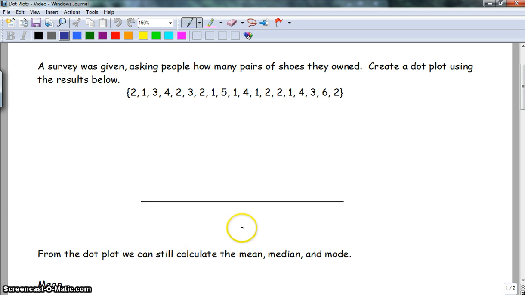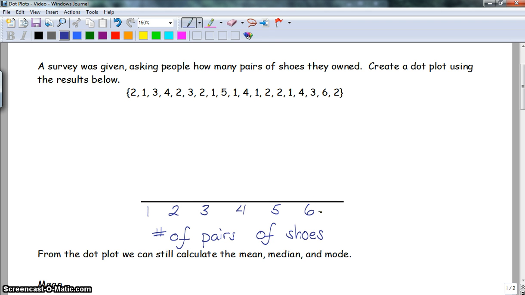So when I create my graph, first thing I'm going to do is label my axis. This is number of pairs of shoes. And since I need to make sure that every single data value is represented, I need to go through my numbers, find the smallest value, and go to the largest value. So smallest value is a 1, 2 is represented, 3 is represented, 4 is represented, 5 is represented. Highest value represented is a 6. So in a graph, I have 1, 2, 3, 4, 5, and 6.